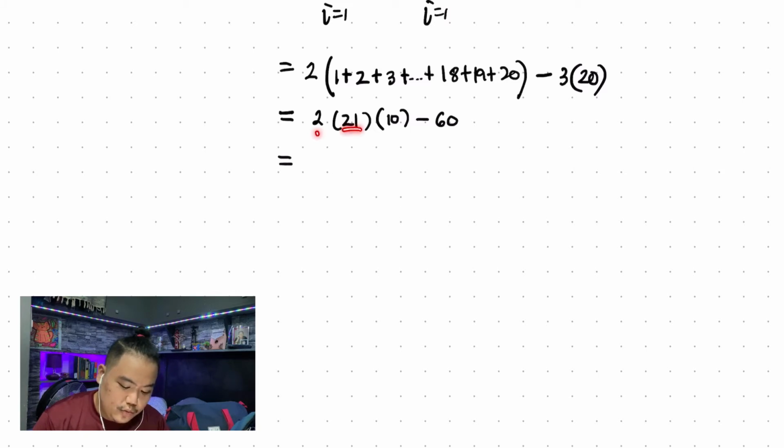21 times 2 is 42 minus 10. That is 420. And then minus 60. So, the final answer is we get 360.